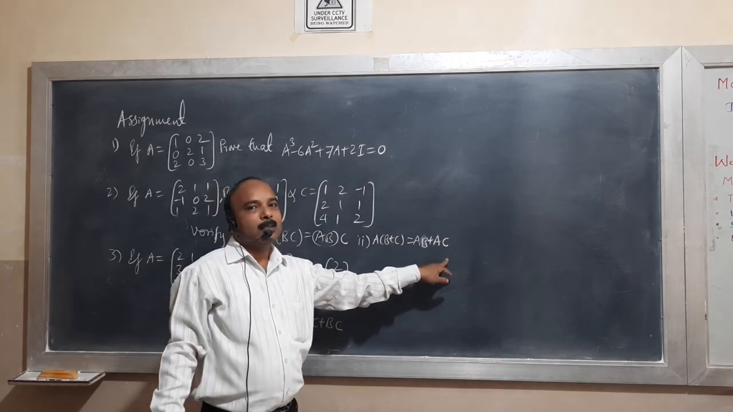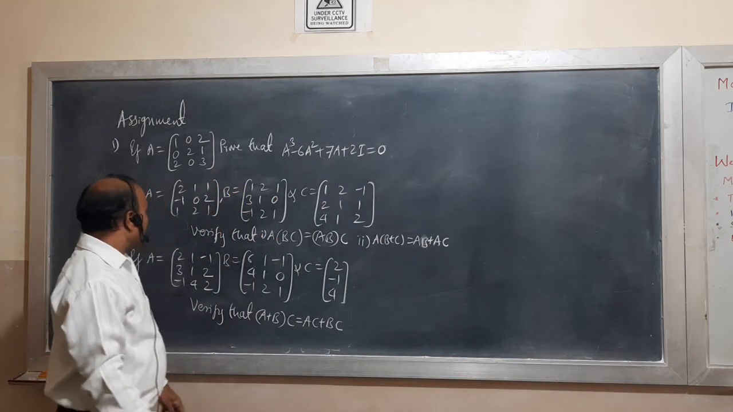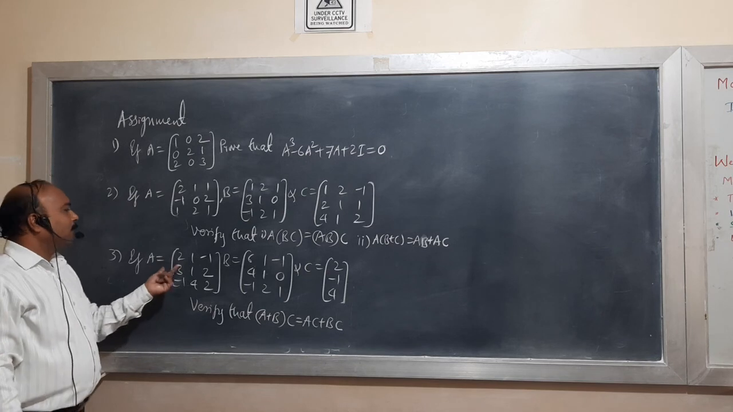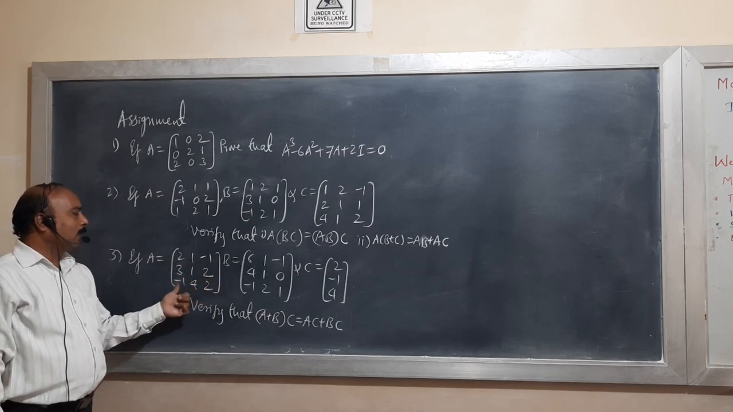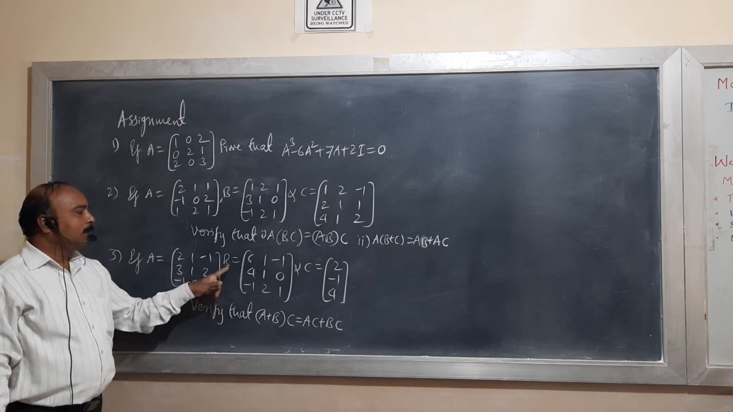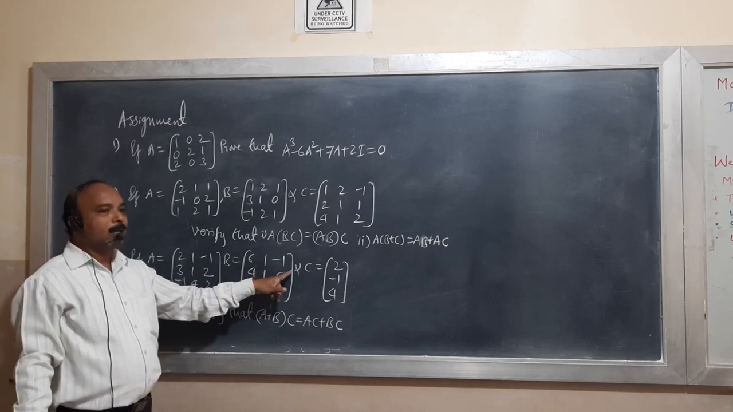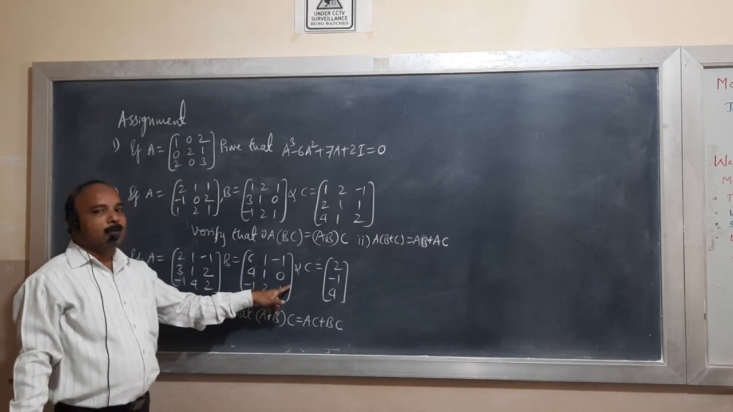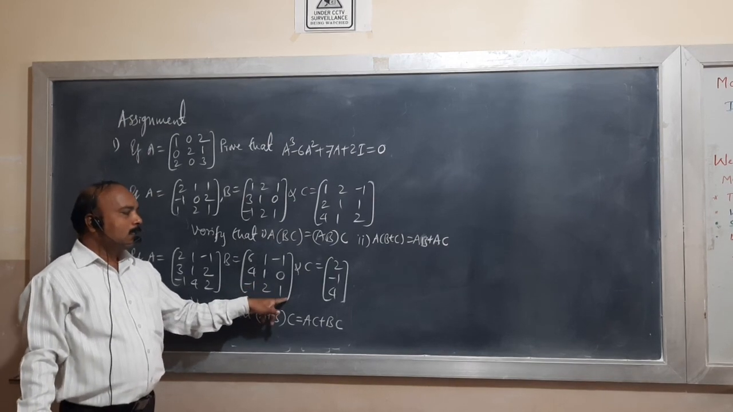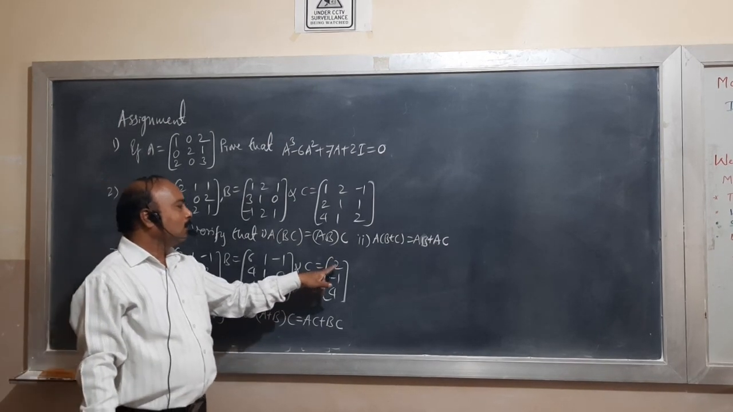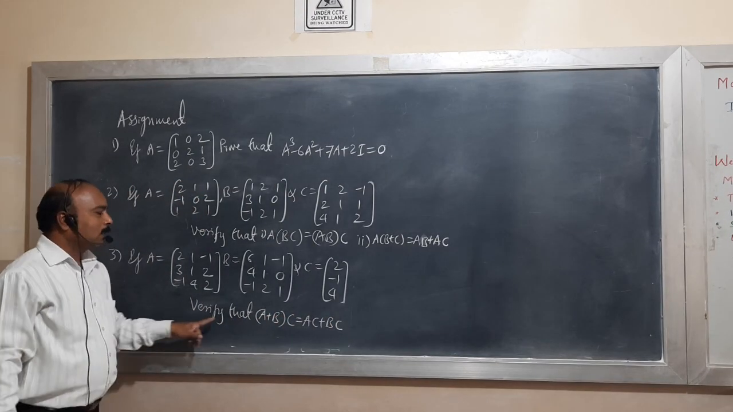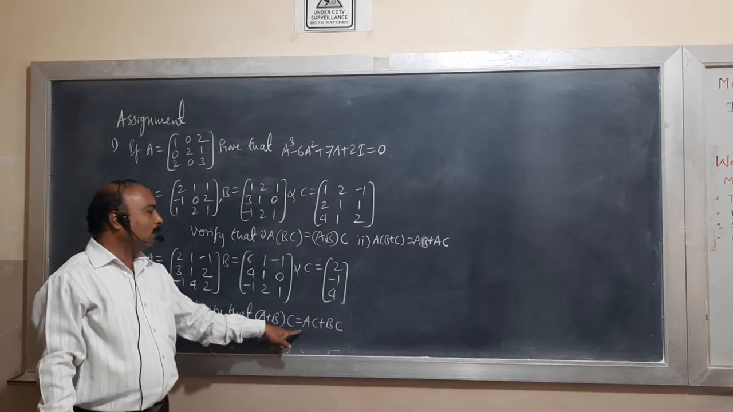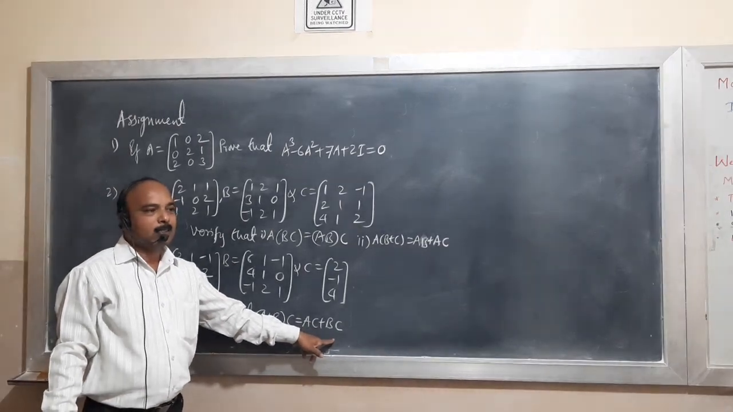Second result, for the same matrices, you verify that A into B plus C equals AB plus AC. Next, third example: if A equals 2, 1, minus 1; 3, 1, 2; minus 1, 4, 2, B equals 6, 1, minus 1; 4, 1, 0; minus 1, 2, 1, and matrix C equals 2, minus 1, 4. Then verify that A plus B into C equals AC plus BC.